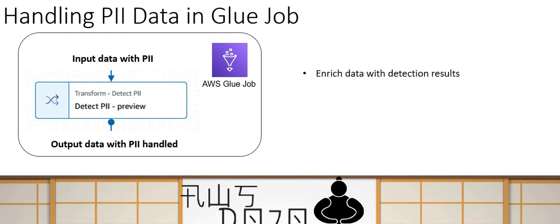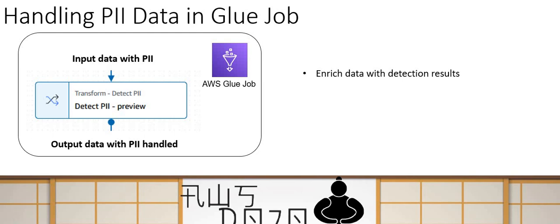Basically, it can handle information in two ways. The first way is that it can enrich data with a detection result. This approach can be used by those customers who say, I want to detect whether I have PII data, but I don't want to mask it. I want to keep it, and then I want to simply restrict access to it.